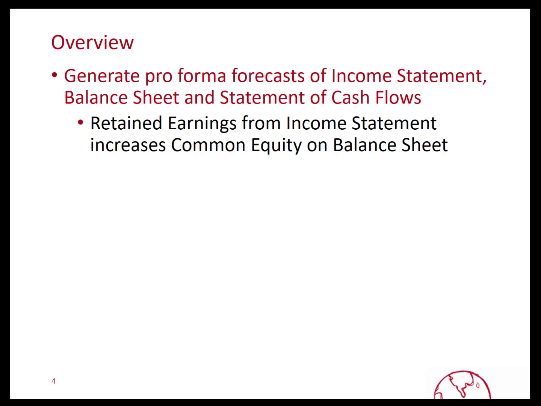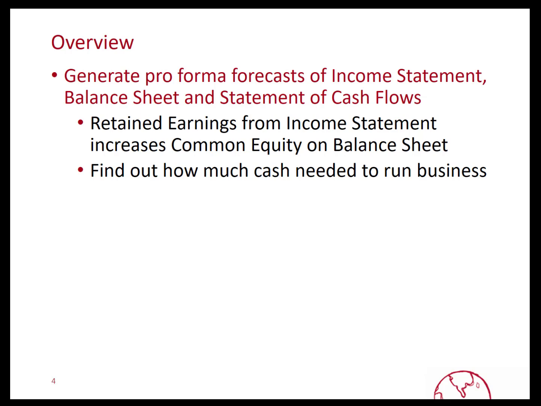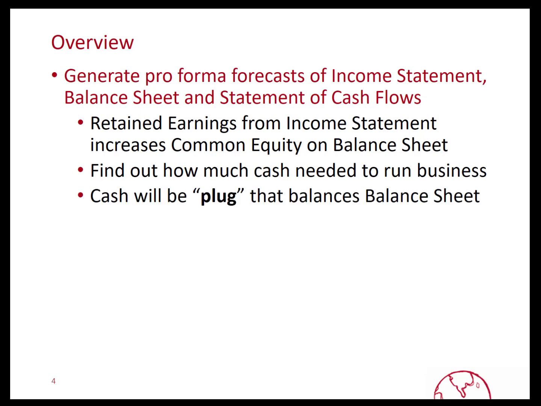Recall that retained earnings is the category that's going to tie the income statement to the balance sheet, because any retained earnings will increase common equity. We're going to look into how much cash is needed to run a business, where cash is going to be a plug that balances the balance sheet, making total assets equal to liabilities plus shareholders' equity. We're going to verify this plug by calculating the statement of cash flows, showing the breakdown of cash from operations, from investing, and from financing, to confirm that the plug is accurate.